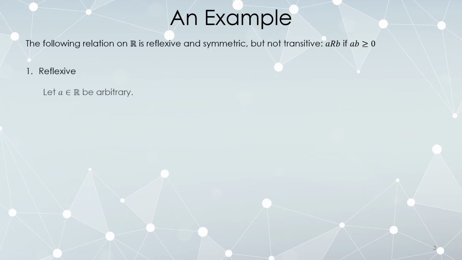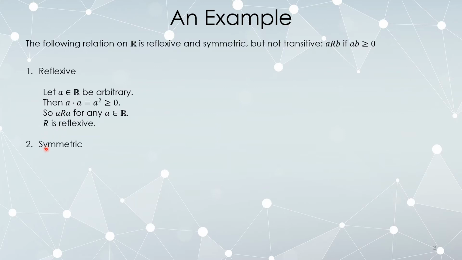Why is it reflexive? That's claiming that every element of the real numbers is related to itself. This is a universally quantified statement. Every element of the reals is related to itself, so pick an element of the reals without making any specific assumptions on it. Well then, the product A times A is just A squared, and square numbers are always bigger than or equal to 0. So what have we shown? An arbitrary real number satisfies A times A is bigger than or equal to 0. An arbitrary real number is related to itself, and this is the reflexive property.